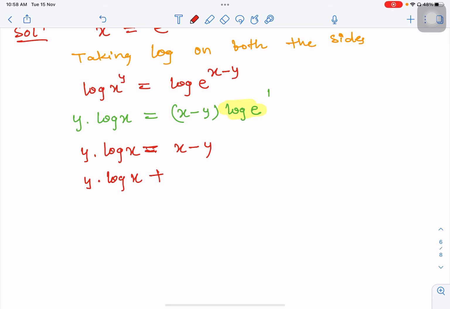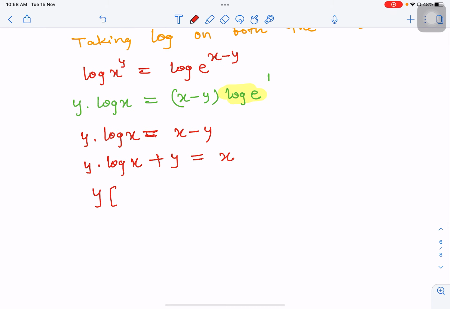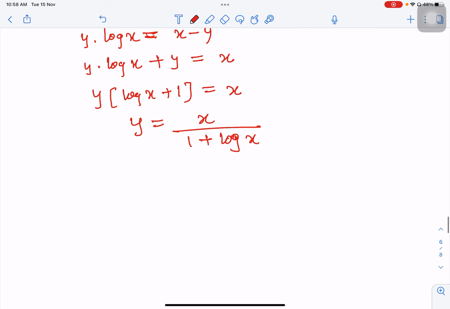So y times log x plus y equals to x. Now we'll take what? Y common. And if we take y common, we'll have log x plus 1 equals to x. So what is y finally? X over 1 plus log x. Right? Now we can apply the u by v rule.